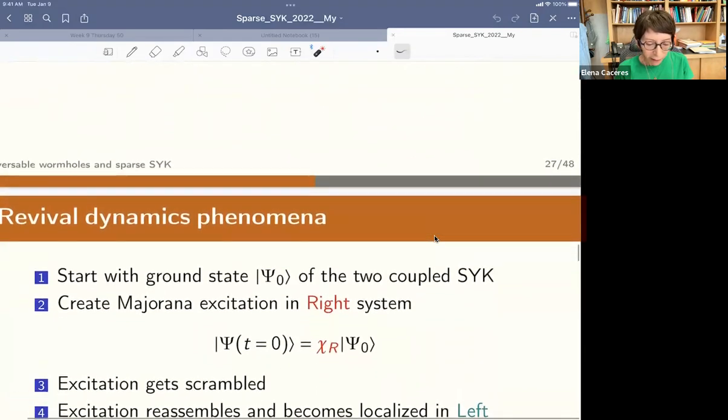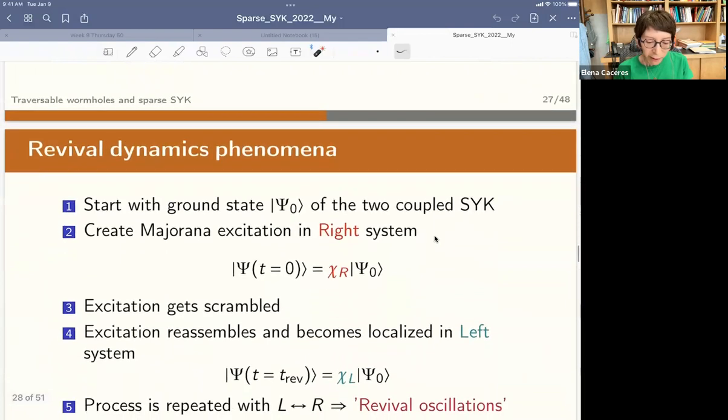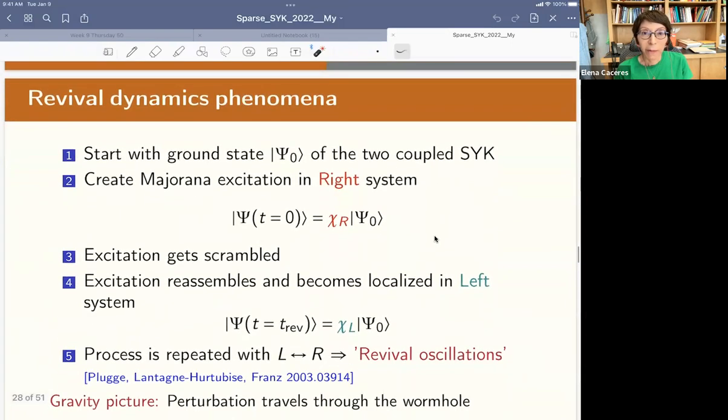Now, there's another physics associated with this, which is called revival oscillations. The idea is that you start with the ground state of the two coupled SYKs, and you create a Majorana excitation on the right. Then the excitation will get scrambled. And because this is a chaotic system, it will reassemble itself on the left of the system. Then this process will repeat. It will go back and forth, left and right. And this was called revival oscillations.